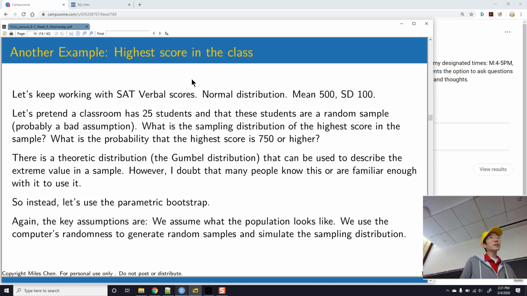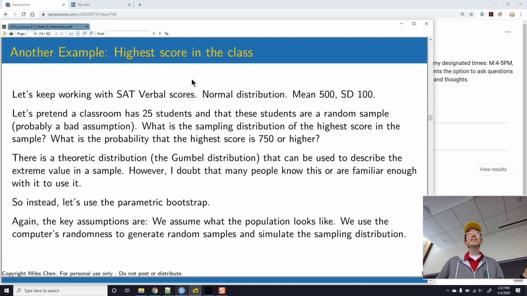Okay, so technically there is a theoretical distribution called the Gumbel distribution that can be used to describe the extreme value in a sample, right? So you can talk about the max value and stuff. But I forgot how to use this, and I doubt that many people know this or are familiar enough with it to use it, okay? I'm sure we could read up on it and figure this out, right? But easier, in my opinion, is just use the parametric bootstrap.